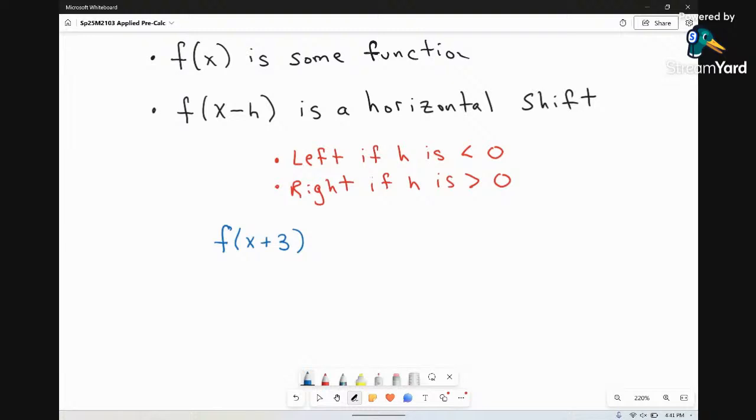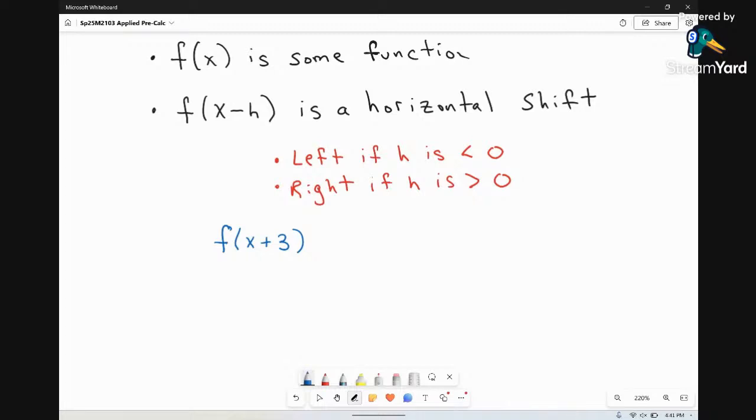Suppose we see this notation, f of x plus 3, and we're asked to identify the transformation. First question that we have to answer ourselves is, what the heck is the h value? And I'm going to let you think about that for a minute.